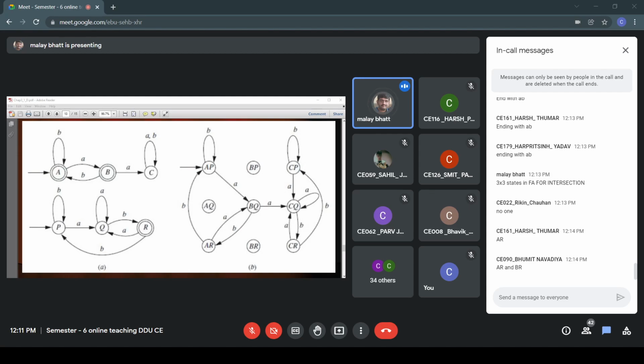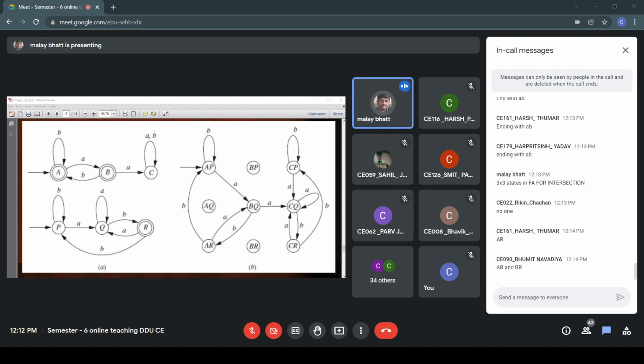When you start with AP as our starting state, from AP you can go to BQ on input A. From BQ on input A, you will go to CQ. From BQ on input B, you will go to AR. From AR on input A, you will go to BQ. From AR on input B, you will go to AP. From CQ, you can reach CP. You can reach CR. From CR, you can reach CP also. But you cannot reach the AQ state, BP state, and BR state.